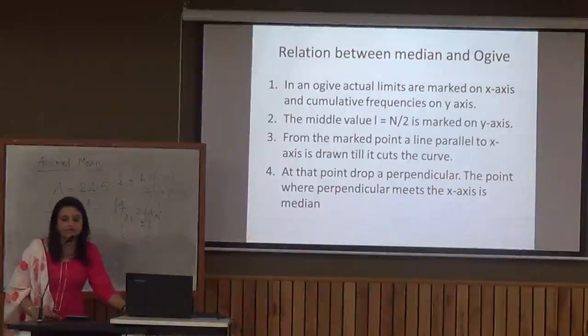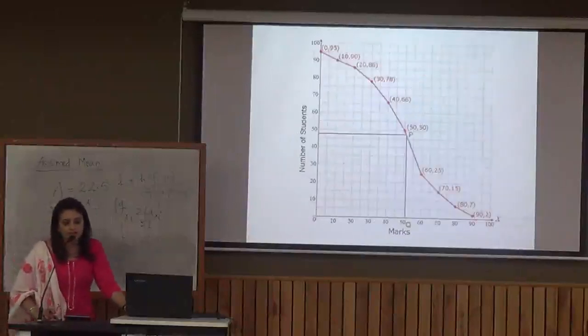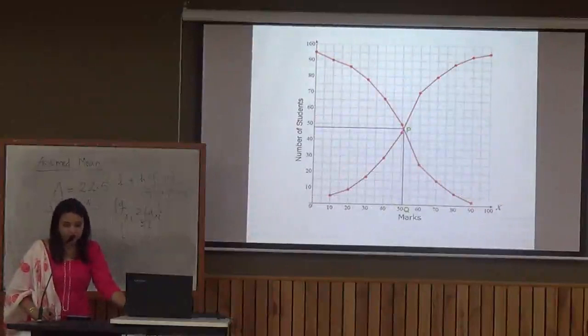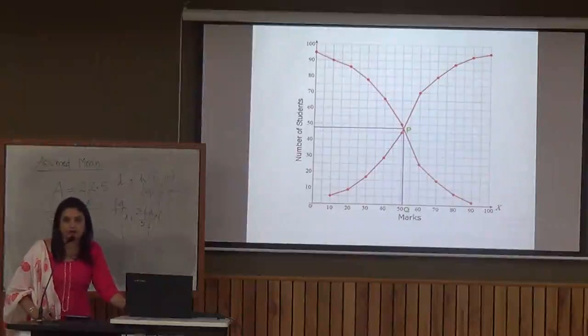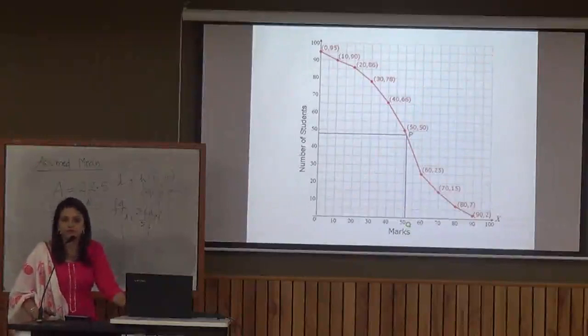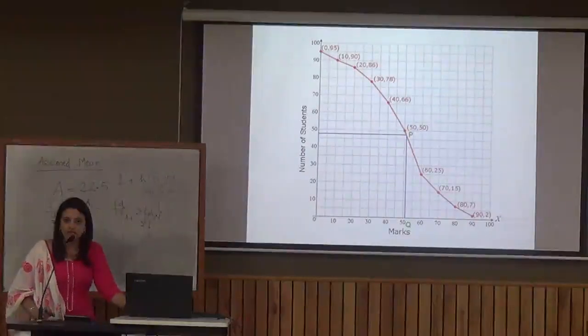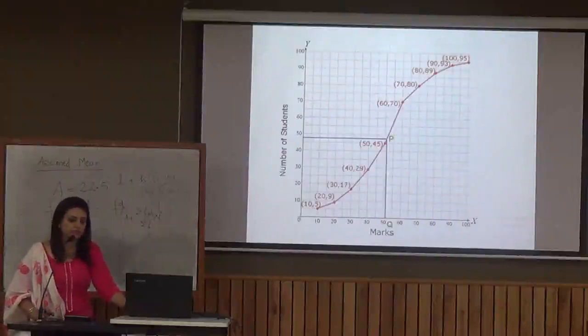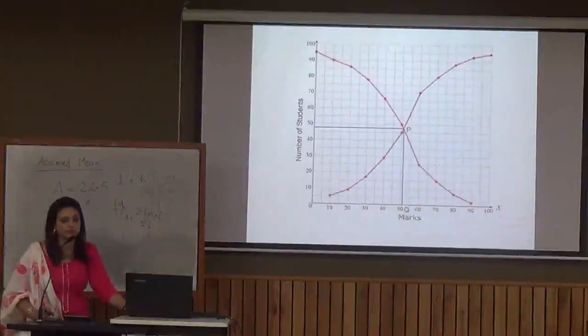Another method connecting median and ogive is that the meeting point of both the ogives is the median. You find the meeting point, and the x-coordinate corresponding to that meeting point gives you the median. You can also find the median by finding the mid-value of the graph and the x-coordinate of the corresponding point in both less than type and more than type ogives.